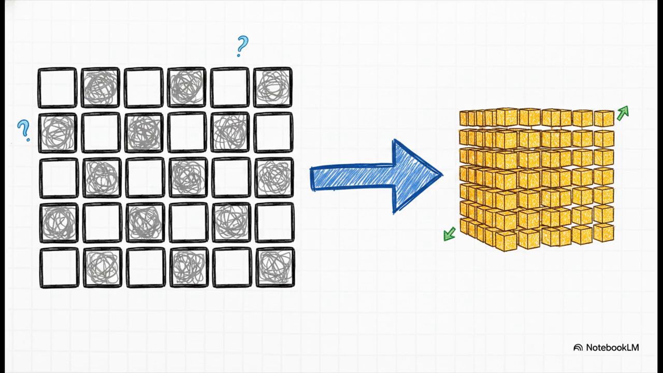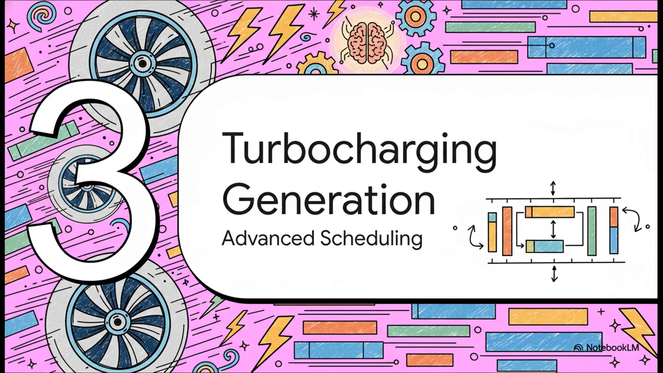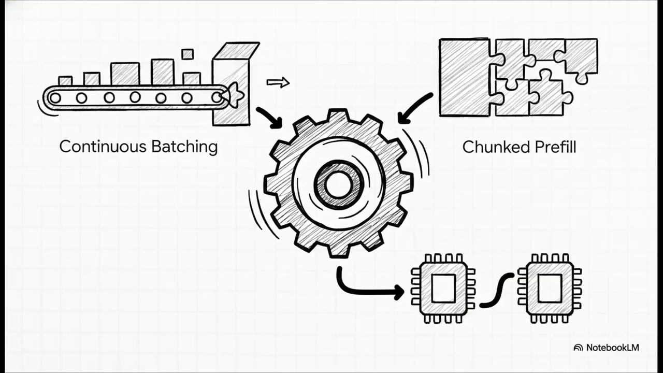By managing everything at this block level, paged attention takes that massive 60 to 80% memory waste we just looked at and drops it down to under 4%. It's just brilliant. Which brings us to Section 3, turbocharging token generation. Once they solved the core memory waste problem, the engineers realized they could push the hardware to its absolute limits using advanced scheduling paradigms. The first piece is continuous batching.